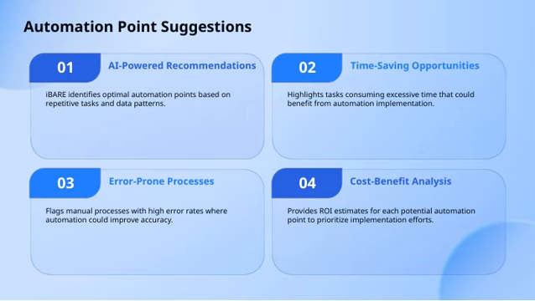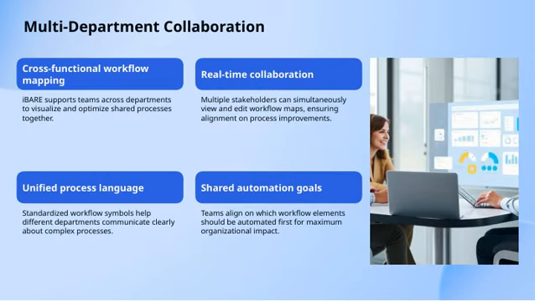Finally, we come to cost-benefit analysis. For each potential automation point, we get ROI estimates, which help us prioritize where to invest our resources for maximum impact. Overall, these suggestions tie back to our goal of streamlining operations, reducing errors, and making smarter decisions about automation. Now, let's talk about how multi-department collaboration plays a crucial role.